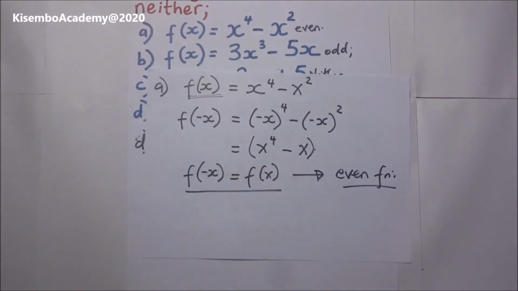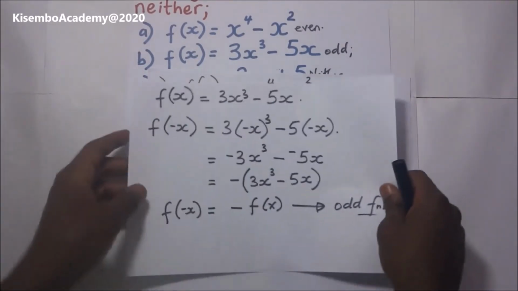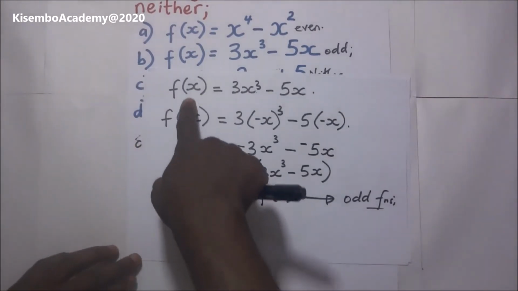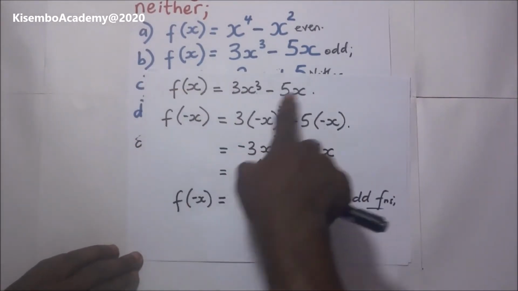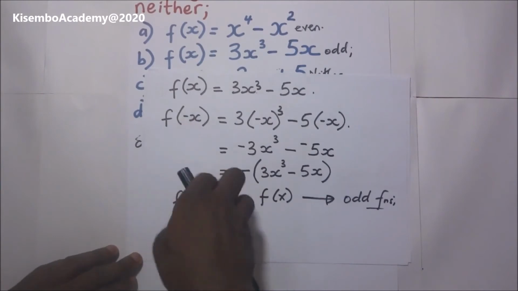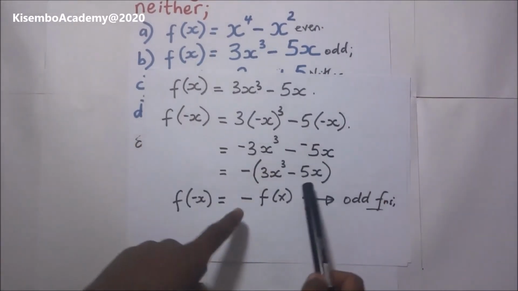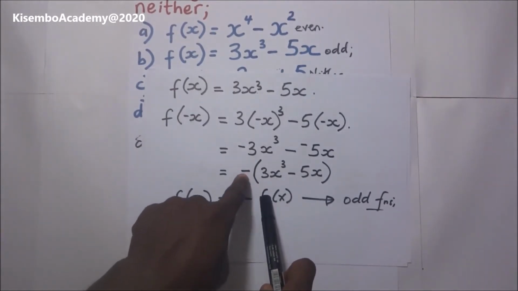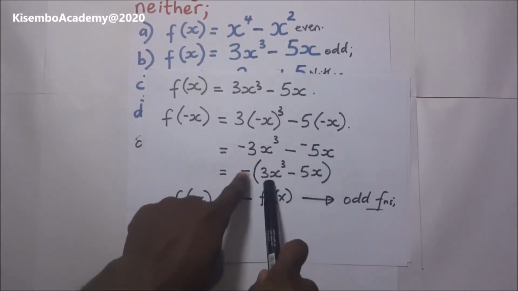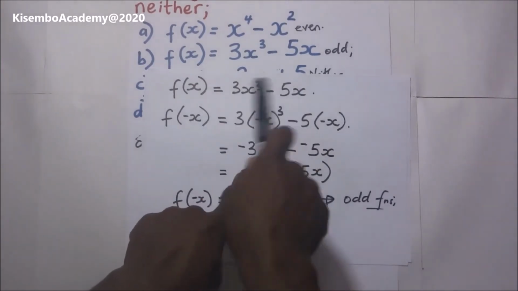Likewise, for odd functions, if I plug in a negative into the original function, and I work it out, and it comes out that it's going to bring a negative times the original function, which is this one.